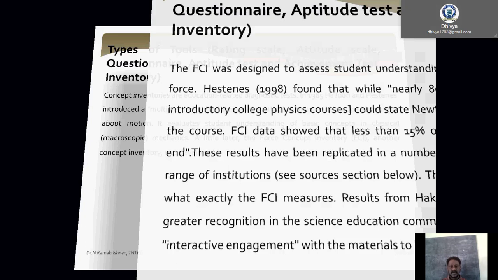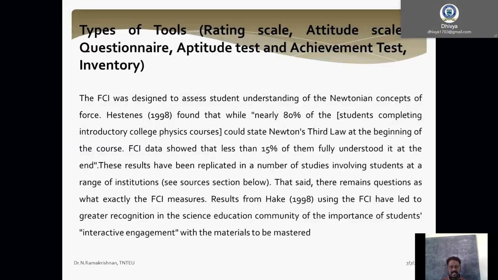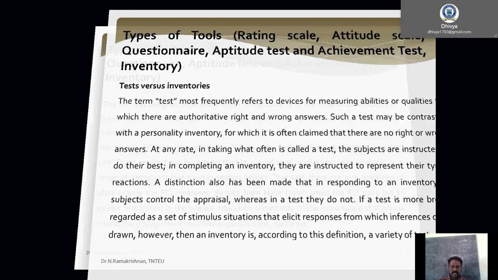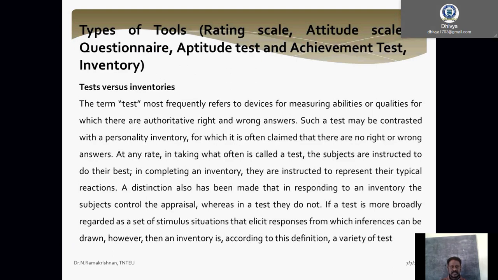And this is in the physics subject, for students completing introductory college physics courses: Newton's third law at the beginning of the course, the FCI data, all these things are inventory. Then, tests versus inventories. What is the difference between test and inventories?